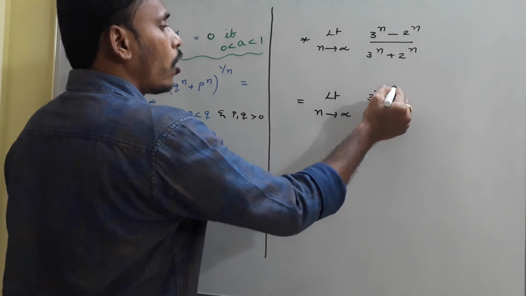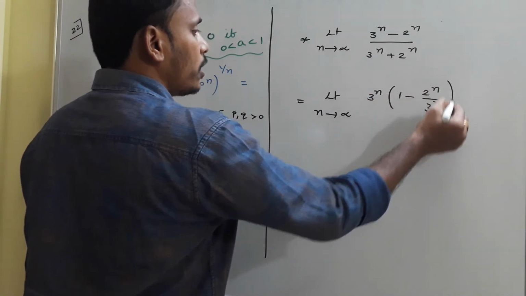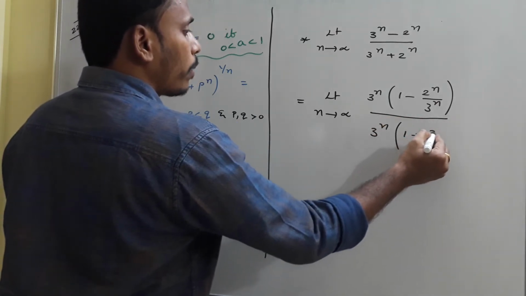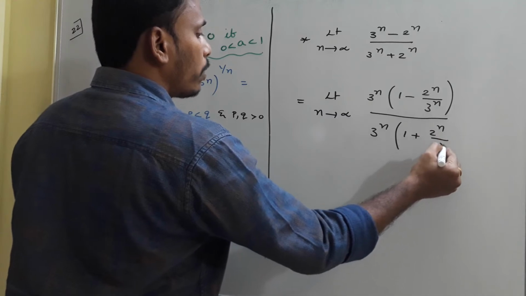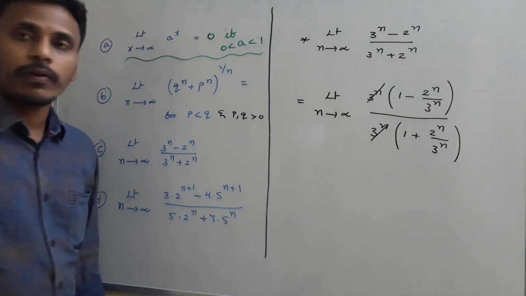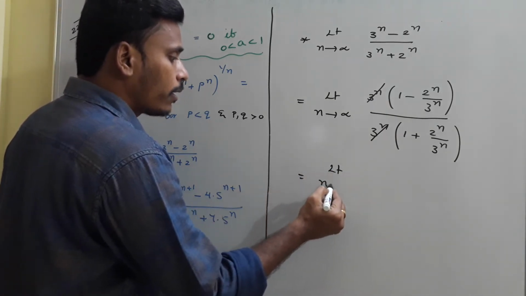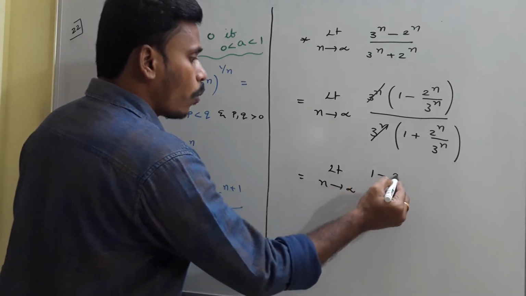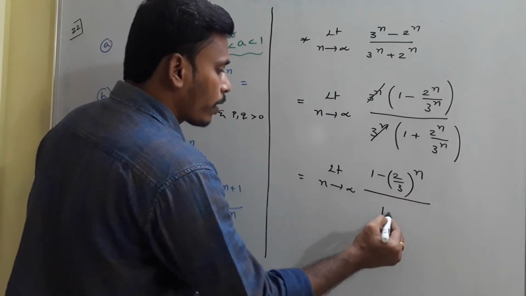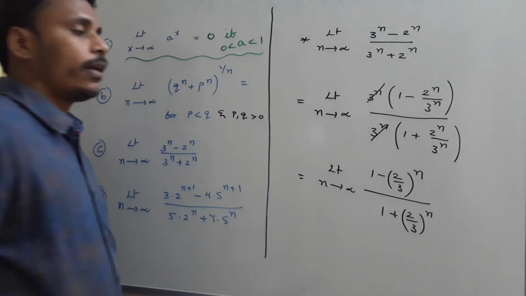So 3 power n of 1 minus 2 power n by 3 power n is the numerator, divided by 3 power n of 1 plus 2 power n by 3 power n is the denominator. So you just cancel out this 3 power n and 3 power n. Then the problem will become like this. This is equals to limit n tends to infinity 1 minus 2 by 3 to the power n is the numerator, 1 plus 2 by 3 to the power n is the denominator.